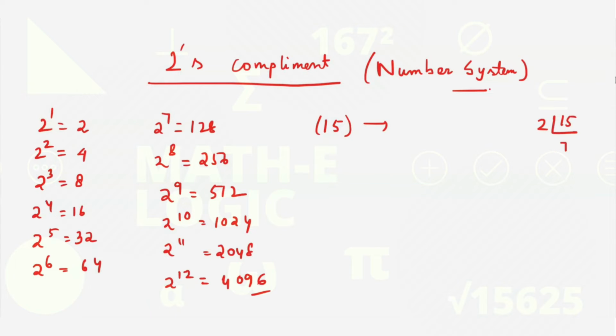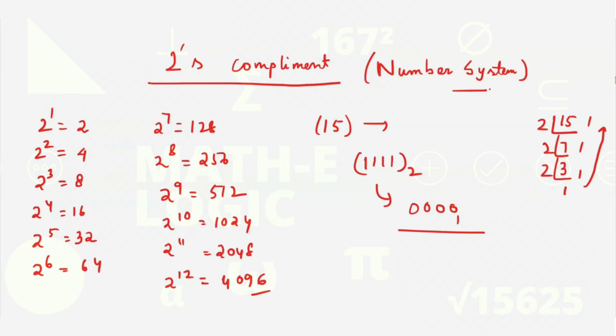So we take 15, then divide by 2, we get 7, remainder 1. Then again divide by 2, we get 3, remainder 1. Then again divide by 2, we get 1, remainder 1. So the binary of 15 is 1111 to the base 2. Now we have to find the 1's complement, right? 1's complement means 1 is converted to 0, and 0 is converted to 1. So we get 0000. Then we just add 1, so we get 0001. So the 2's complement of 15 is 1.